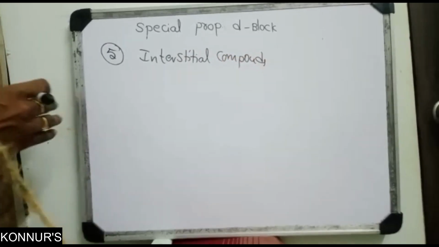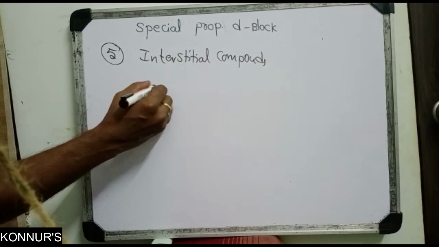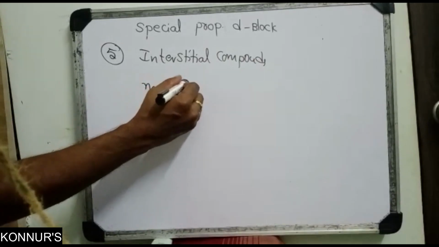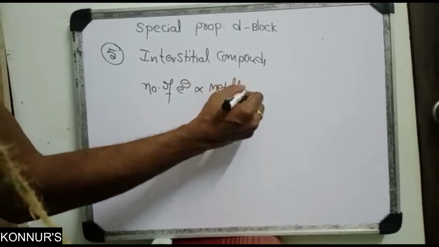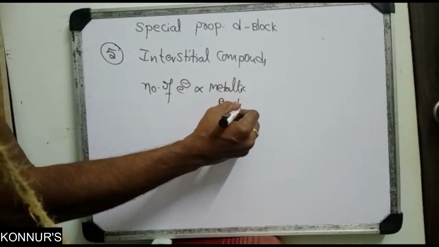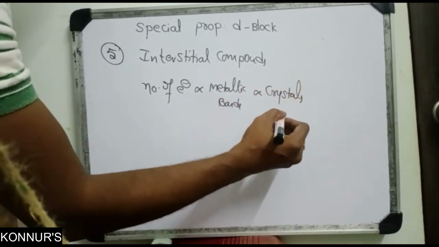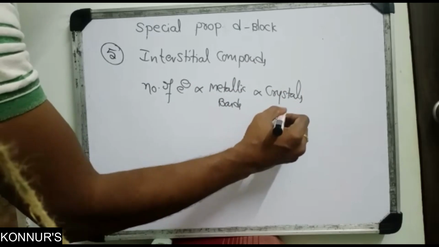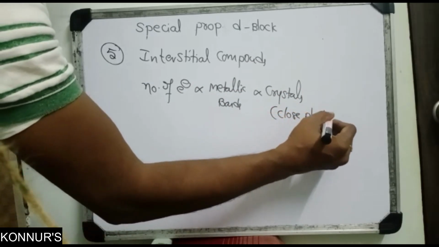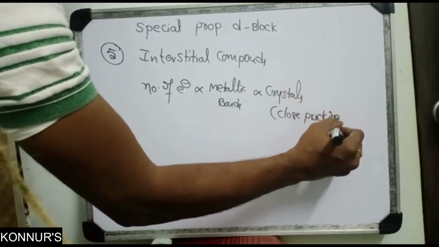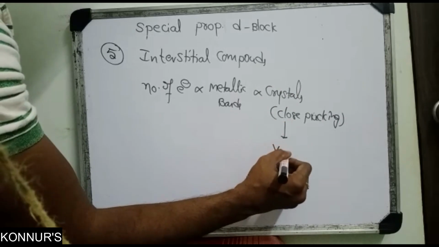See, interstitial compounds we already discussed. Here the number of free electrons increases, which means metallic bonds increase, so they become crystals. Crystals have close packing of atoms, and because of close packing, you get some voids.